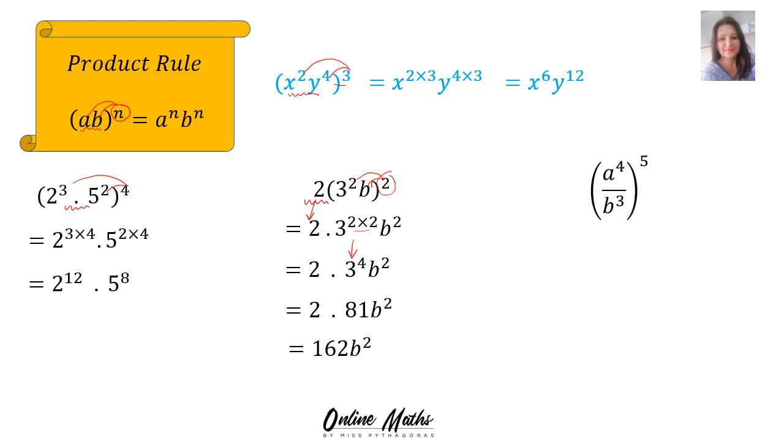On this example, now if it's a fraction, then you can still say take the 5, give it to the 4, give it to the 3, but with multiplication. So the numerator will be a to the 4 times 5, and the denominator will be b to the 3 times 5. And then your final answer, a to the 20 divided by b to the 15.